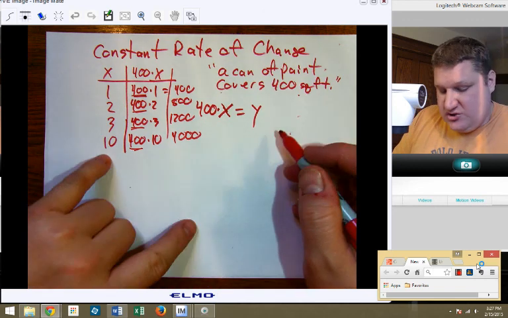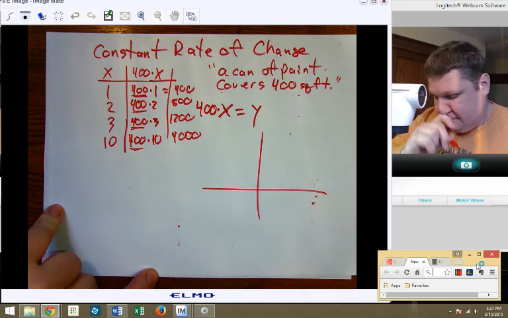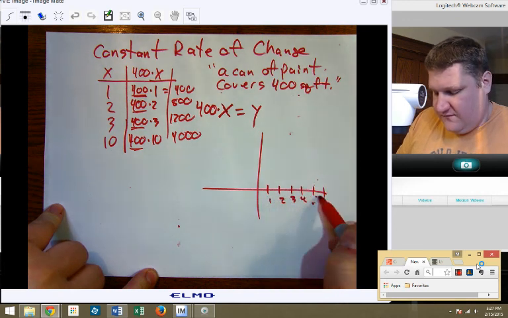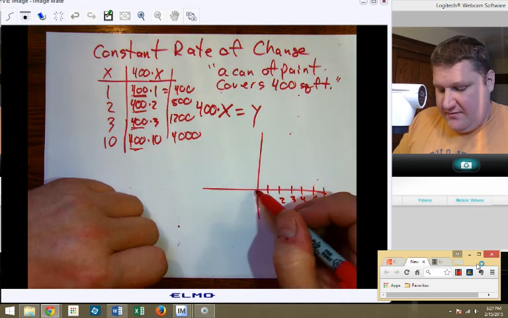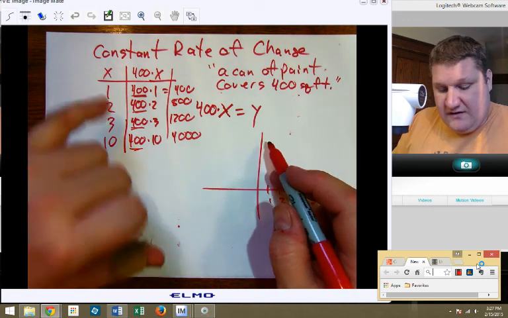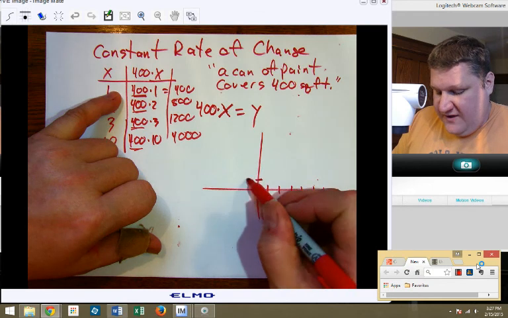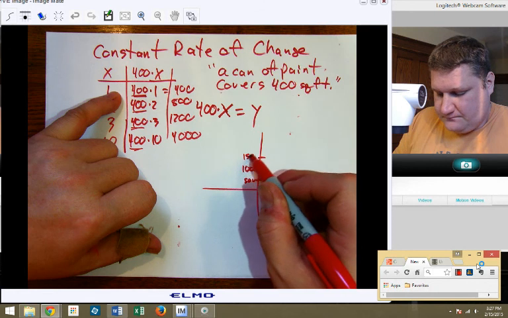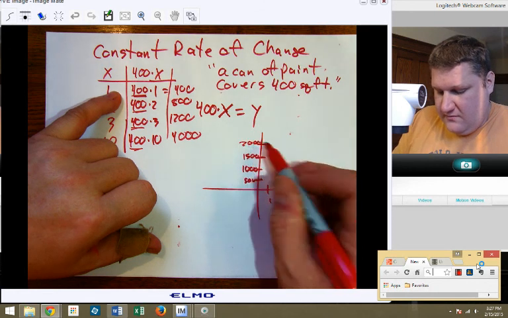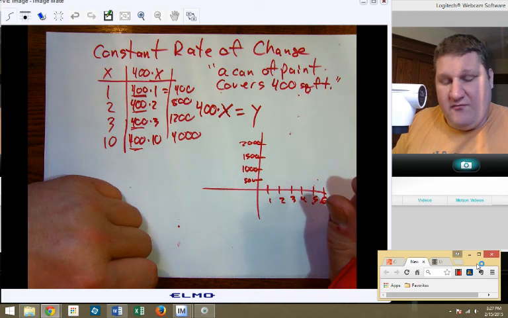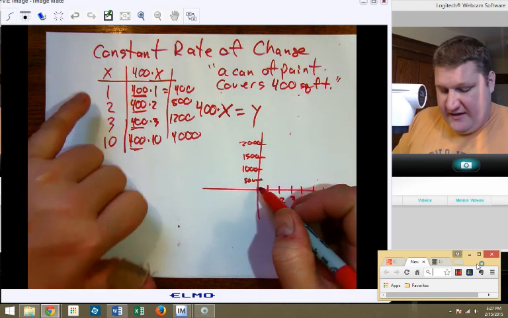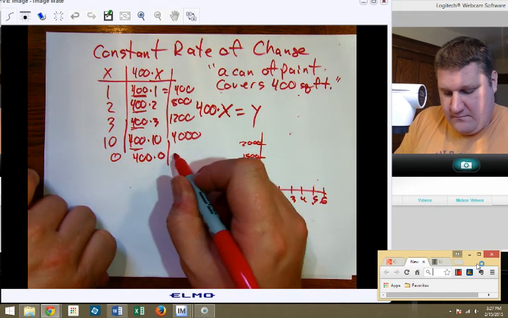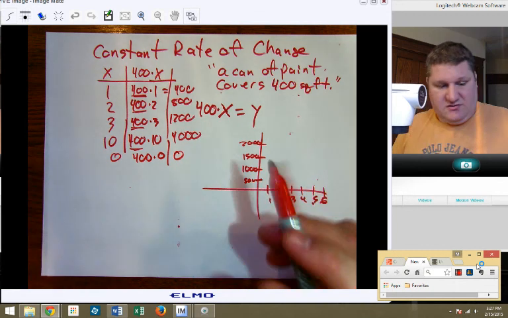So what I can do to show this is I can graph it. Now, 1, 2, 3, 4, 5, 6. 1, 2, 3, 4, 5, 6. Again, I'm probably not going to want to go 1, 2, 3, 4, 5, 6, 7, 8 because each can covers 400. So if I go up by 500s, that should give me a pretty good idea of what I'm going to do. Now, if I had 0 cans of paint, by the way, it's going to be 0. So let's put that on our graph.